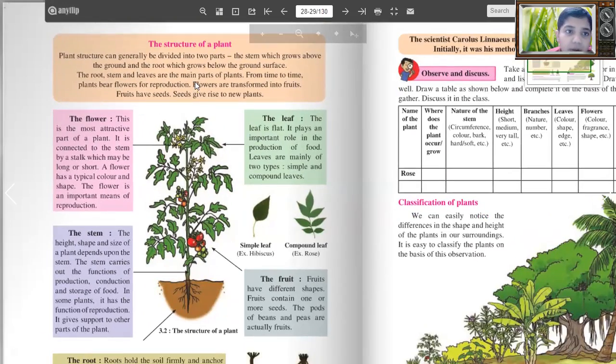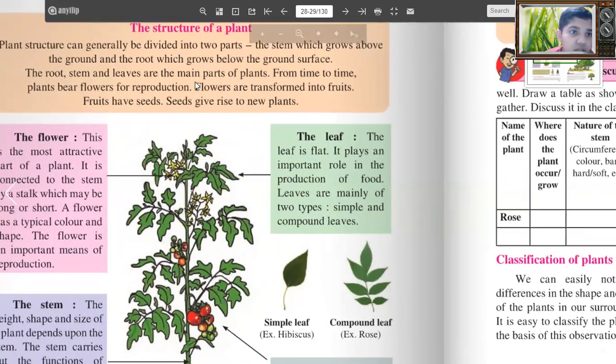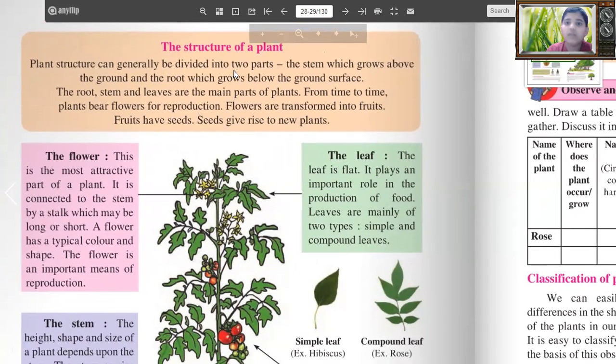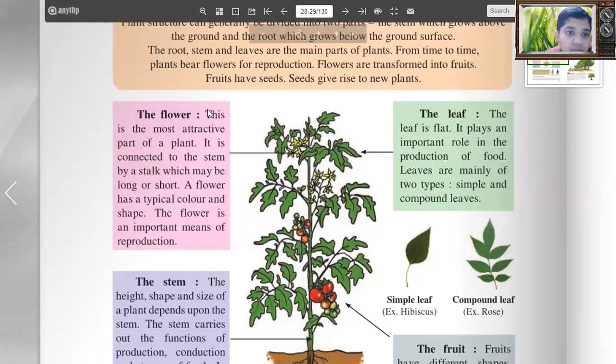The structure of a plant. A plant's structure can generally be divided into two parts: the stem, which grows above the ground, and the root, which grows below the ground surface. The root, stem and leaves are the main parts of the plant. From time to time, plants bear flowers for reproduction. Flowers are transformed into fruits. Fruits have seeds. Seeds give rise to new plants.